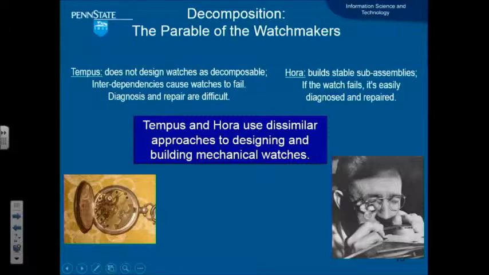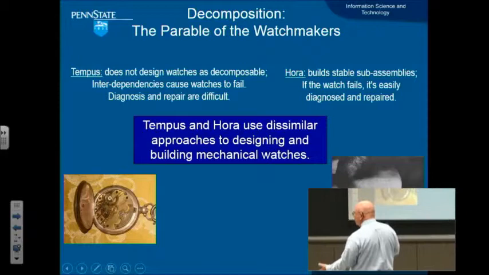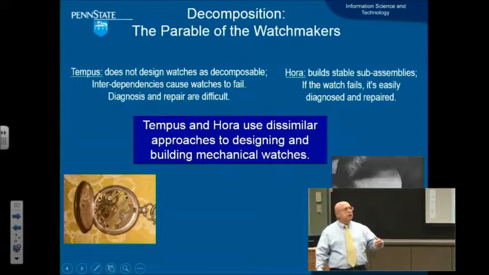Well, it turns out that Tempus builds his watches monolithically. That is, no part is separated from any other part. So when things happen, like he's partway through assembling a watch and he gets a telephone call, when he sets it down, it falls apart. It's so tightly coupled, believe it or not, that he can't isolate what the causes of problems are. When somebody says, "I need my watch fixed," he has to disassemble the entire thing in order to be able to fix it.